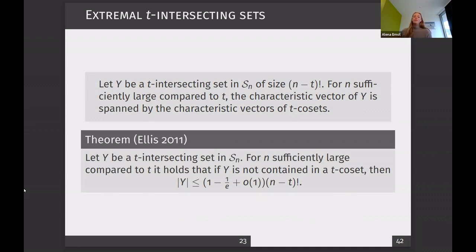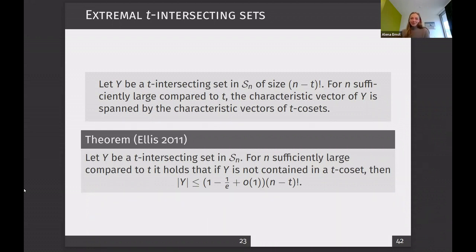In order to achieve this, there's a lot more work to be done. It can be, for example, deduced by a result of Ellis, which is a stability result. Applying this one, we would then also get that in the extremal case, for n sufficiently large compared to t, our t-intersecting set is indeed equal to a t-coset. So there's still a lot more work behind it in order to get the extremal characterization.